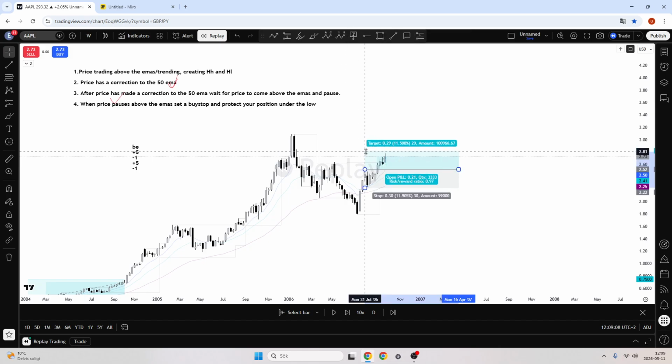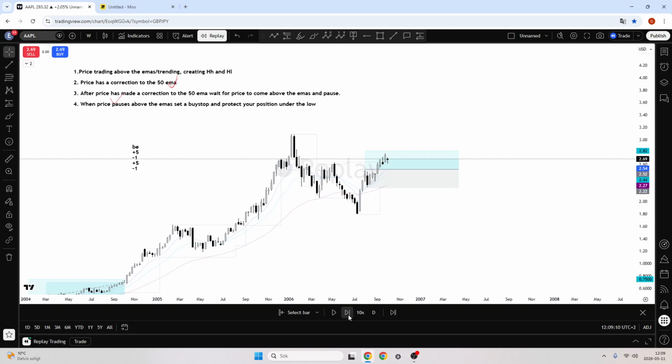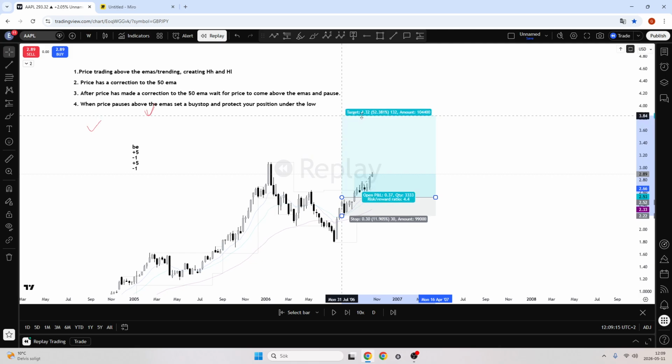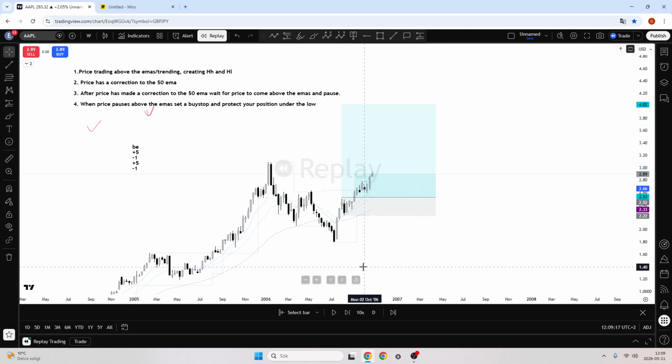Let's see if it reaches 1-to-1. It reaches 1-to-1, so we take our stop loss to break even. So our stop loss is right there.